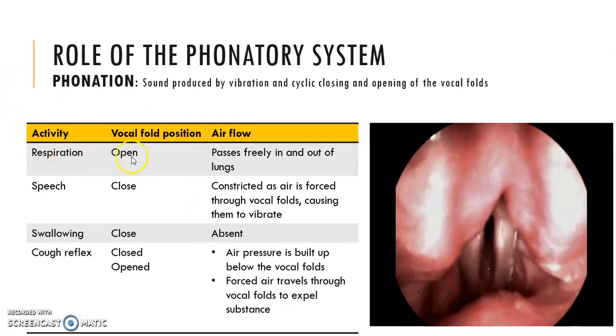During respiration, the vocal folds are open and the air passes freely in and out. And during speech, the vocal folds close again, but not all the way, so that air can be forced through the vocal folds, and that causes the vocal folds to vibrate.